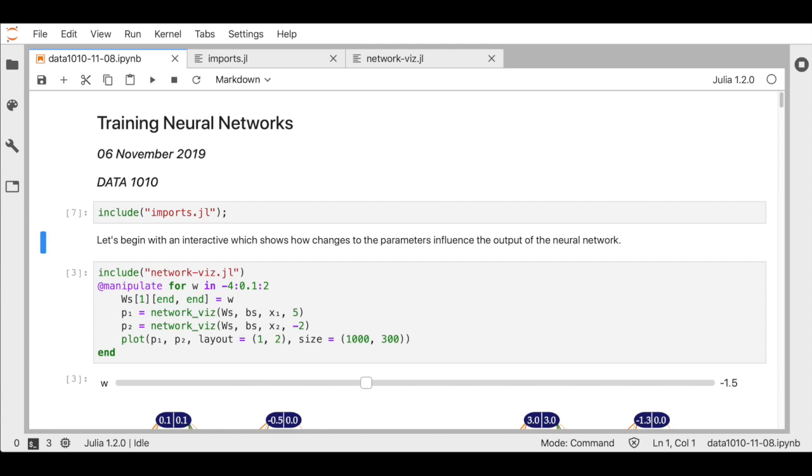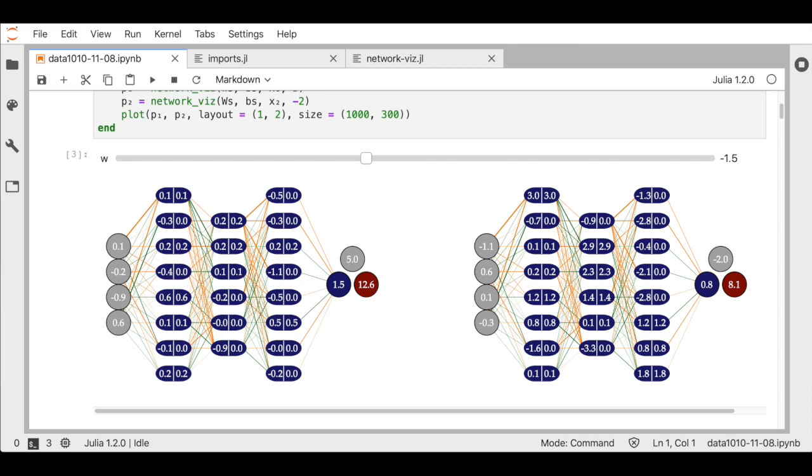Welcome to our second day on neural networks. Today we'll be talking about how to train a neural network. As a review, let's start with forward propagation.